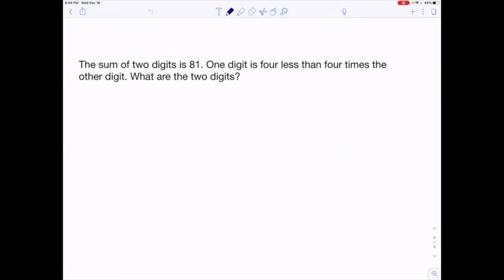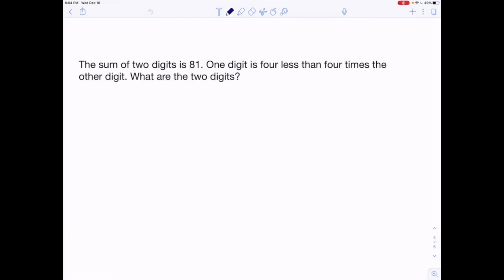When we're doing an algebra word problem, what we're trying to do is take the words and turn them into algebra equations. So that can be challenging. You have to really pay attention to the detail of every single word. All right, so let's start with the first sentence.